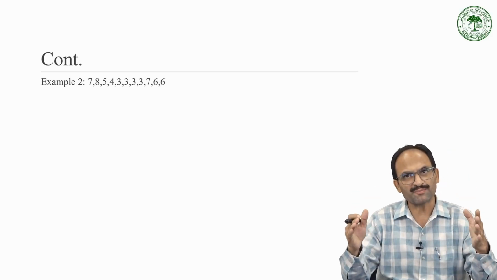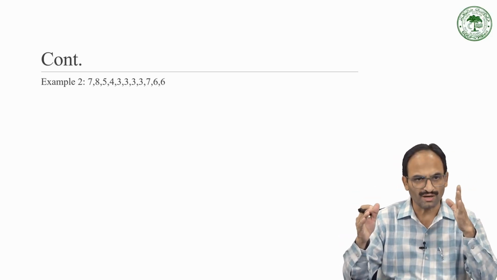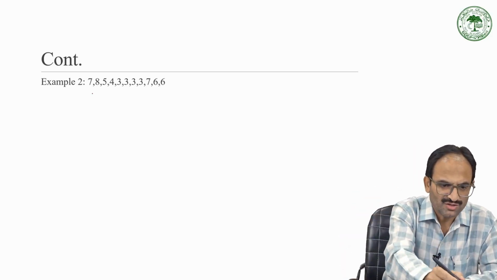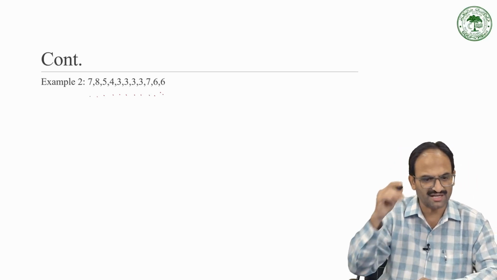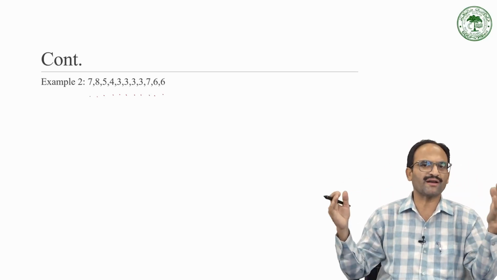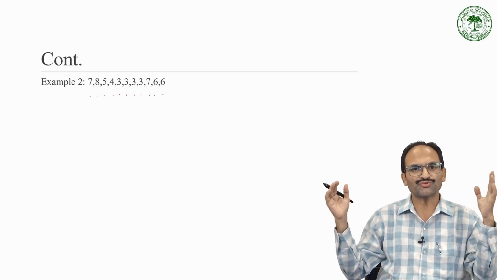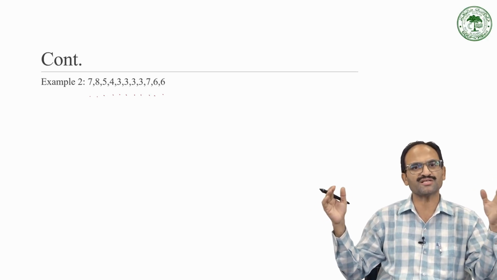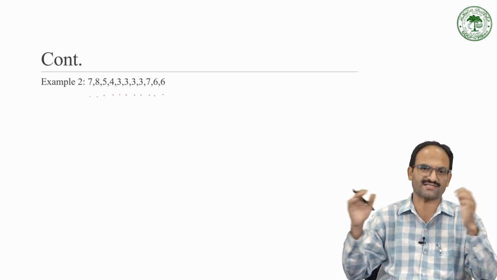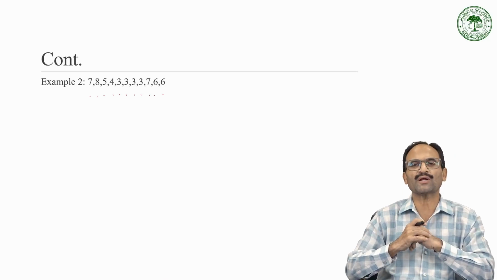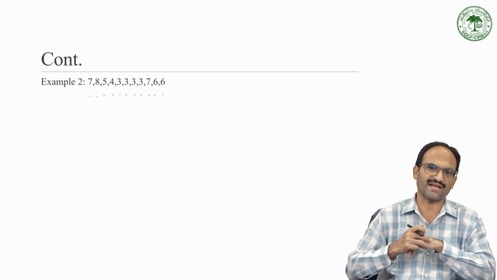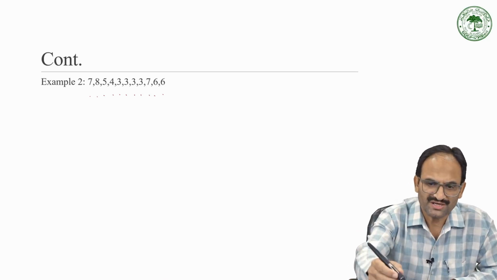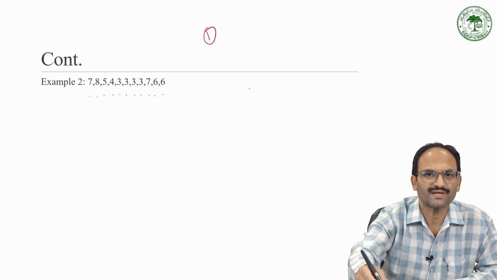So, the example has been presented before you. See how many numbers are there. So, 1, 2, 3, 4, 5, 6, 7, 8, 9, 10 and 11 numbers are there, and the numbers, I am repeating: 7, 8, 5, 4, 3, 3, 3, 3, 7, 6 and 6. You are required to calculate the mean deviation or average deviation of this data. So what will we do? First step, calculate mean.